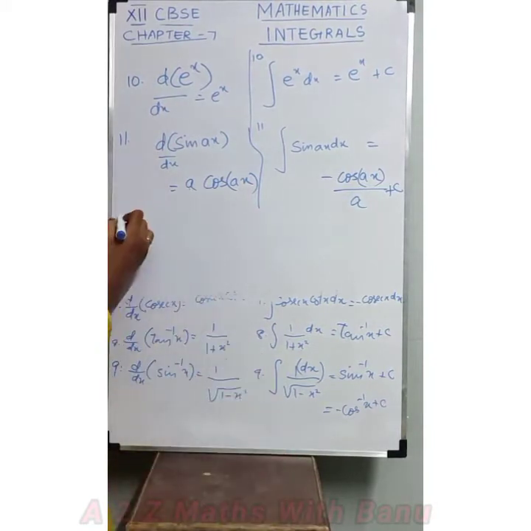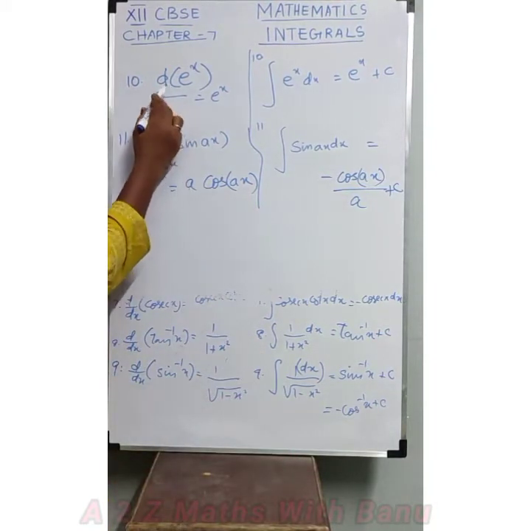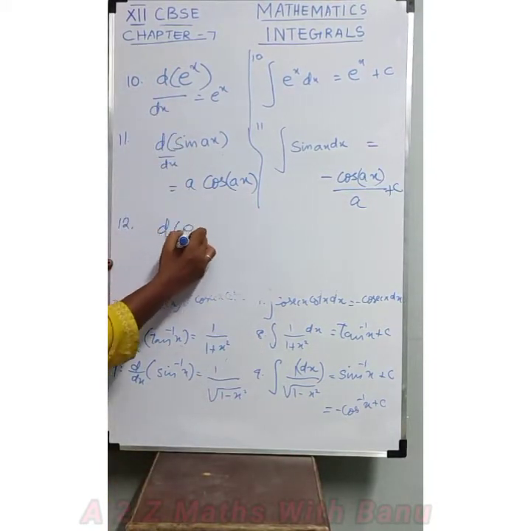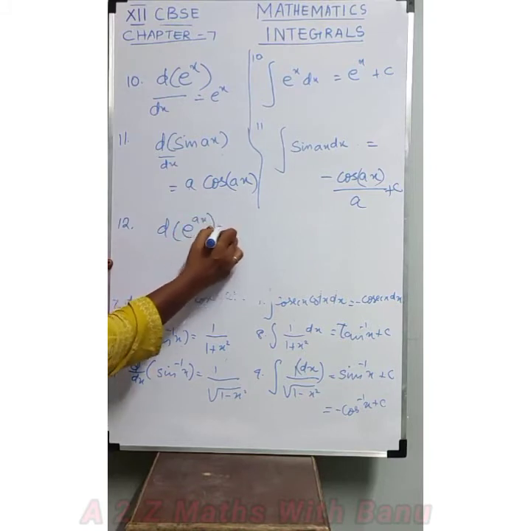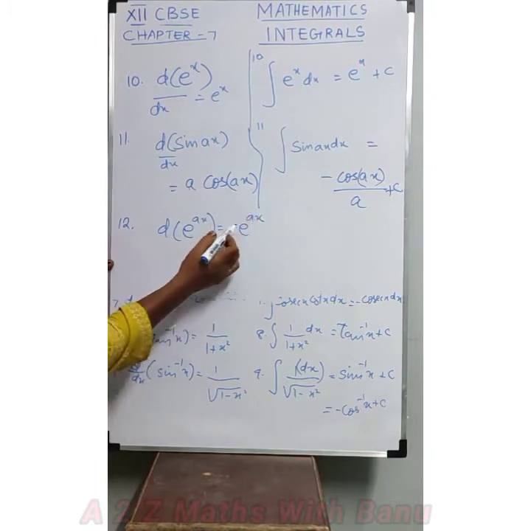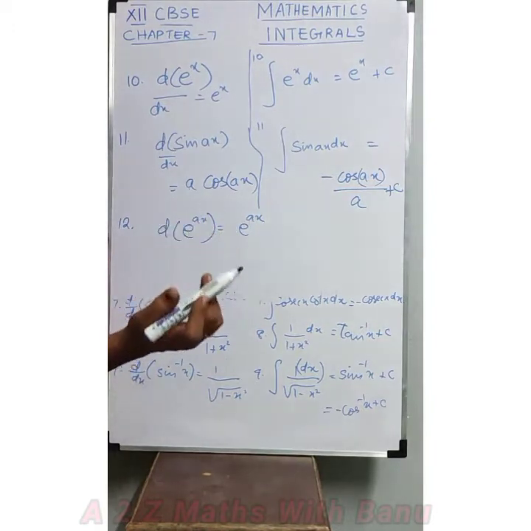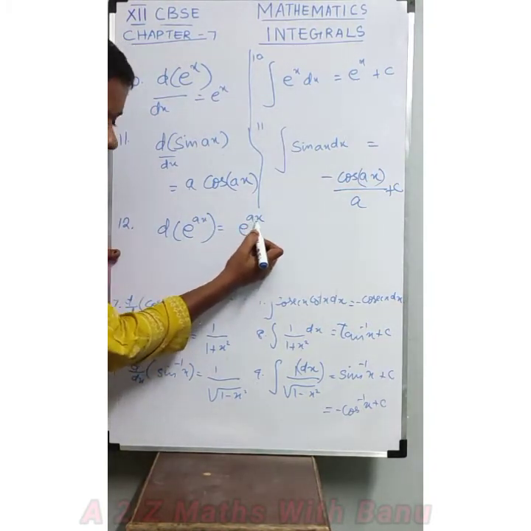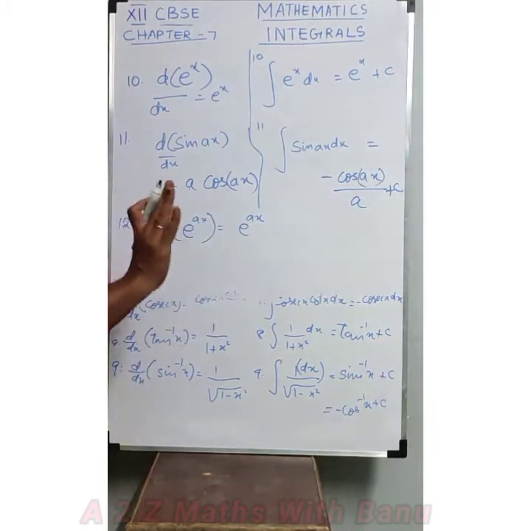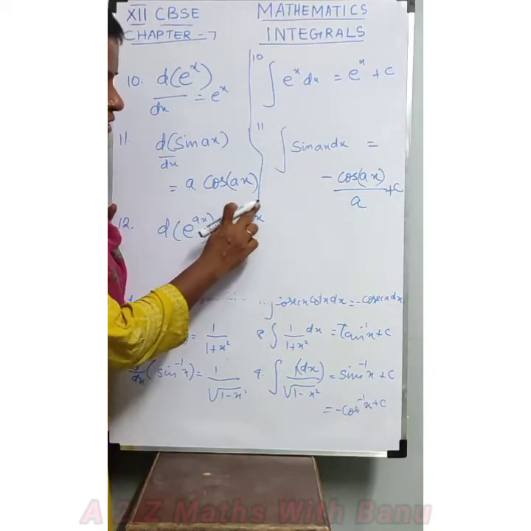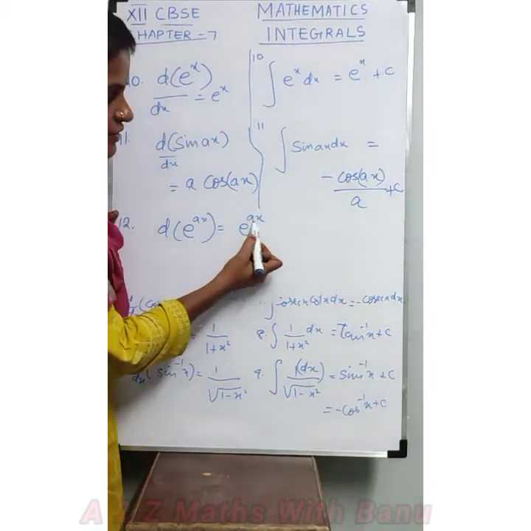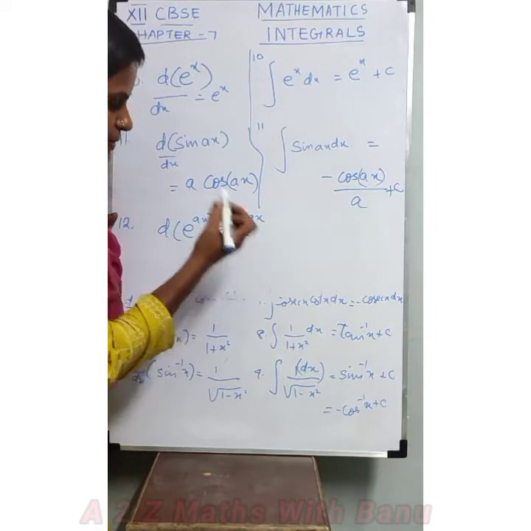And similarly, as I told you, the exponential derivative e power ax has derivative e power ax itself, but we have to multiply using the chain rule. We have to multiply the derivative of the power. So this is not e power x, but e power function of x, whose derivative is a, that has to be multiplied.